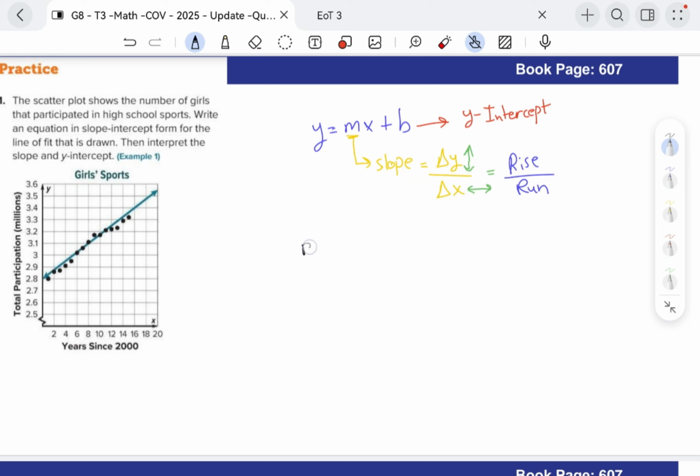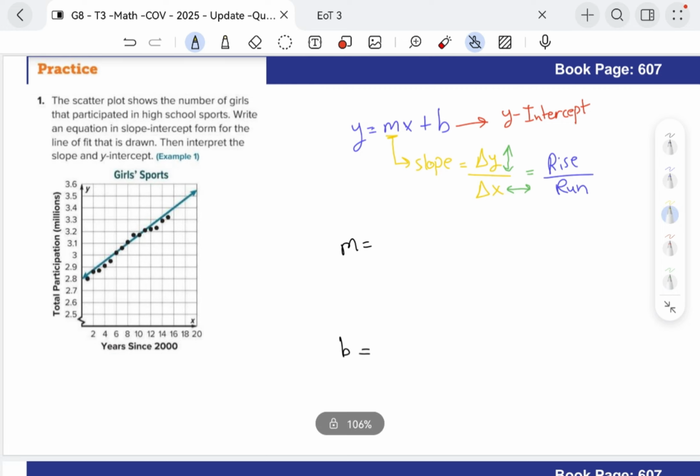So we have to find these two values. We have to find the value for m, which is the slope, and the value for b, which is the y-intercept. Let's start with the y-intercept. It's very easy to find. We're going to see where the intersection point between the line and the y-axis is. As you can see, the line intersects the y-axis at 2.8. So the value for b is 2.8.